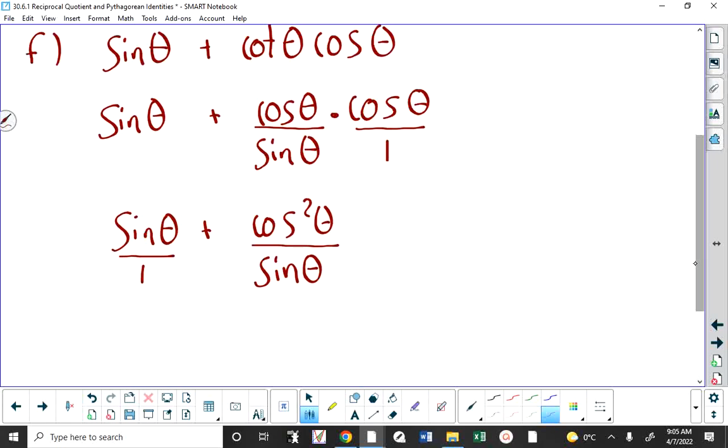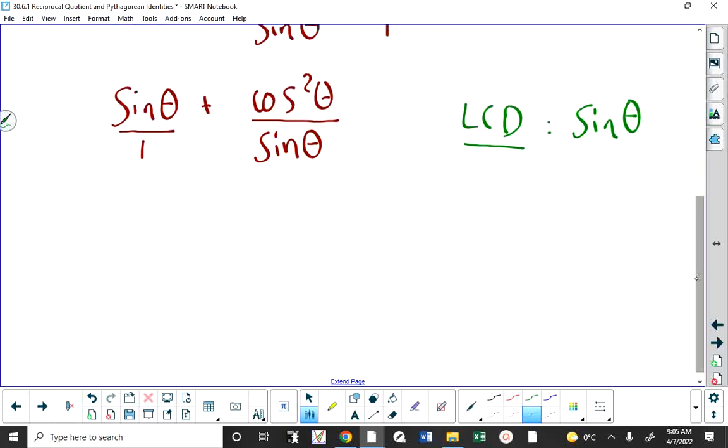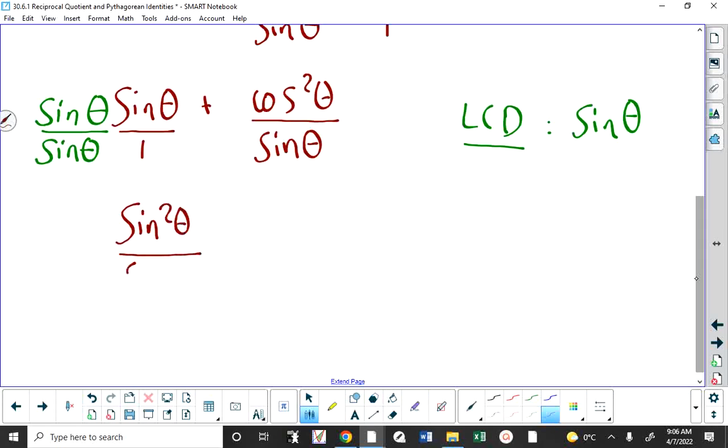Does that make sense? So I bring things together by looking for a common denominator. The lowest common denominator is the thing that we can convert both of those denominators to, which would be sine of theta. And in order to get this first fraction of sine of theta over 1 to be over sine of theta, I need to multiply the top and the bottom of it by sine of theta. So what I'm going to get is sine squared of theta over sine of theta plus cos squared of theta over sine of theta.